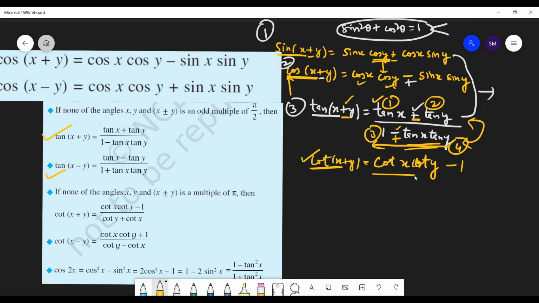Minus 1 divided by, so this minus will remain here. Now cot y plus cot x. Yes? And if you have negative over here, then positive and negative. Now I want you to write these 4 formulas, in a minute. Just see how comfortable you are now writing these formulas.